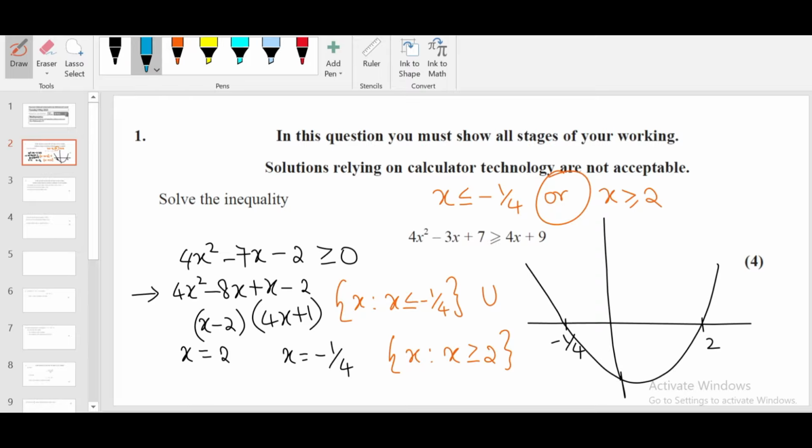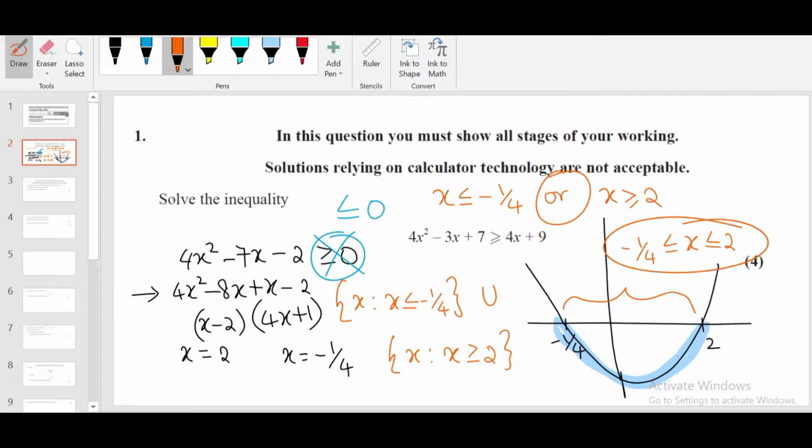If the same question says, instead of greater than or equal to 0, less than or equal to 0, they are talking about this piece of the graph, the piece that lies below the x-axis. So the corresponding x values are this, minus 1 over 4 to 2. That's the solution if it's less than or equal to 0. So you should learn quadratic inequality very clearly. And if the coefficient of x squared is a negative number, you will get an upside down graph, so everything will be flipped, swapped. Okay, so it's an easy 4-mark question.